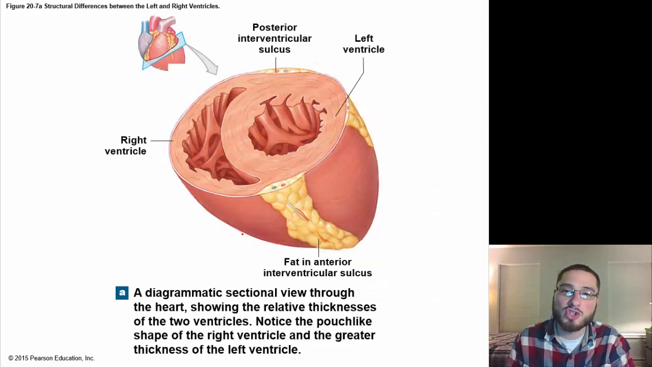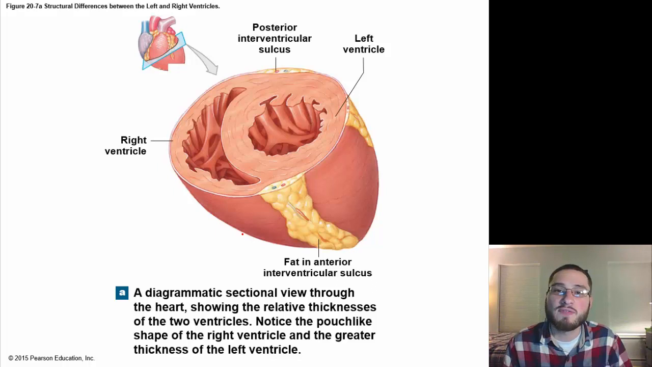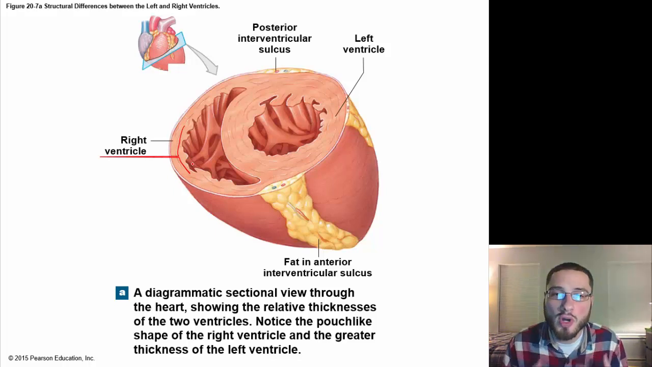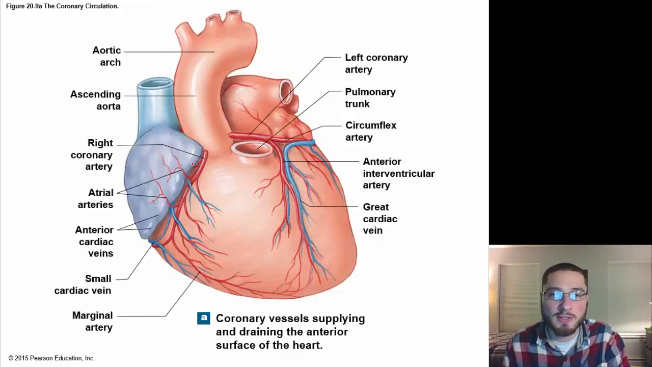This is a diagram that's going to show you the difference between how muscular the right and the left ventricles are. If you look at the right ventricle, it's not nearly as muscular as the left ventricle because it only has to get that blood to the lungs, and then it makes its way back, whereas the left ventricle has to get that blood through the entire body, through that entire systemic circuit.